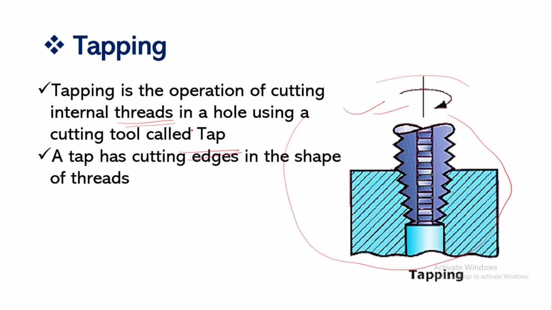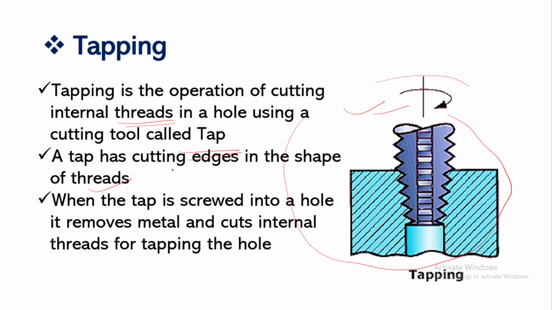Next, a tap has a cutting edge in the shape of a thread. Whatever shape you require for internal threading, a specific type of structure, the tapping tool should have the same structure. This is the second point, and the third point is that when the tap is screwed into a hole, it will remove the metal and cut internal threads for tapping the hole.